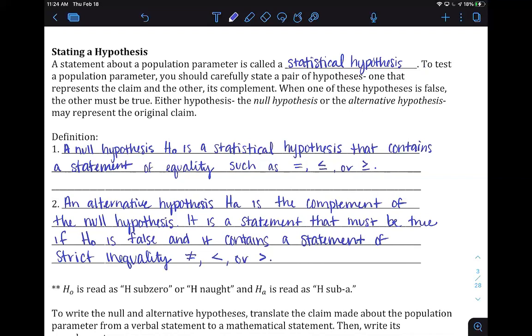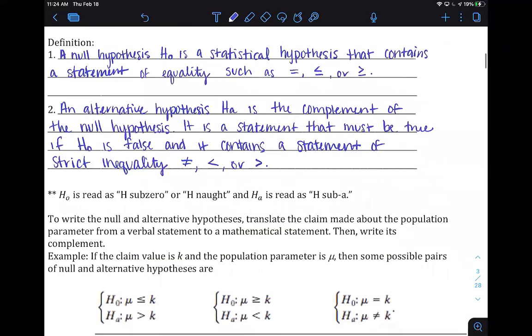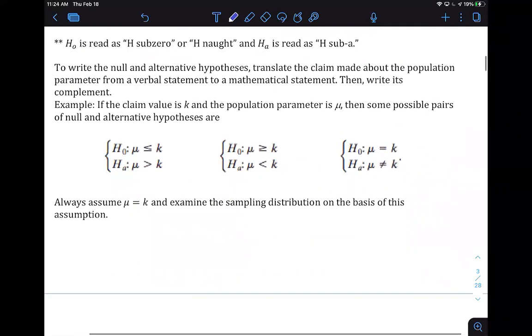So the null hypothesis is read as H sub 0 or H naught, and H sub A, or the alternative hypothesis, is read as H sub A. I will normally just refer to those as null or alternative. To write the null and alternative hypotheses, we translate the claim made about the population parameter from a verbal statement to a mathematical statement, then write its complement. These are the three main ways you're going to see it. If your null hypothesis is less than or equal to, your alternative is greater than, because those are complements of each other. Greater than or equal to has the complement less than. Not equal to and equal to are complements of each other.